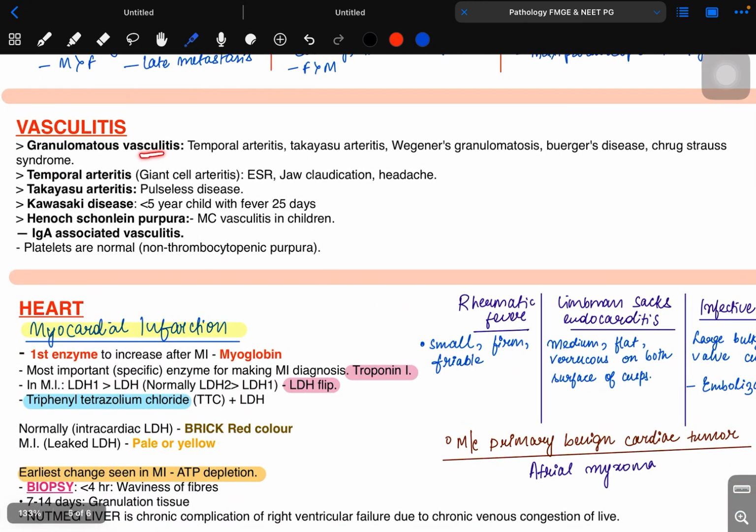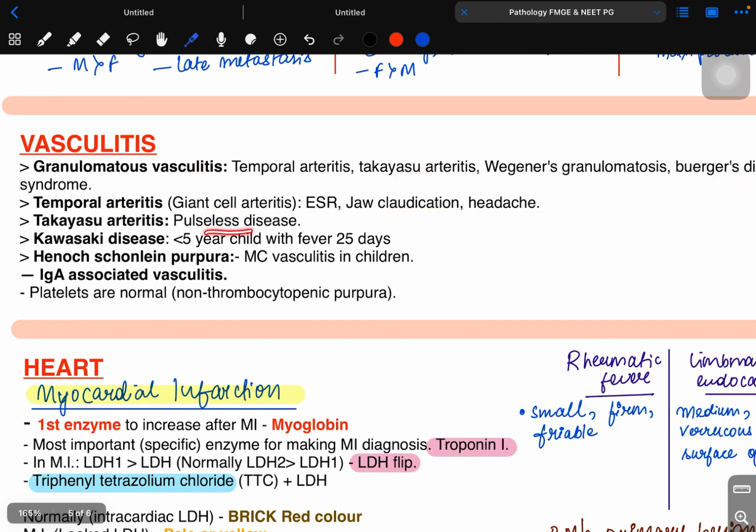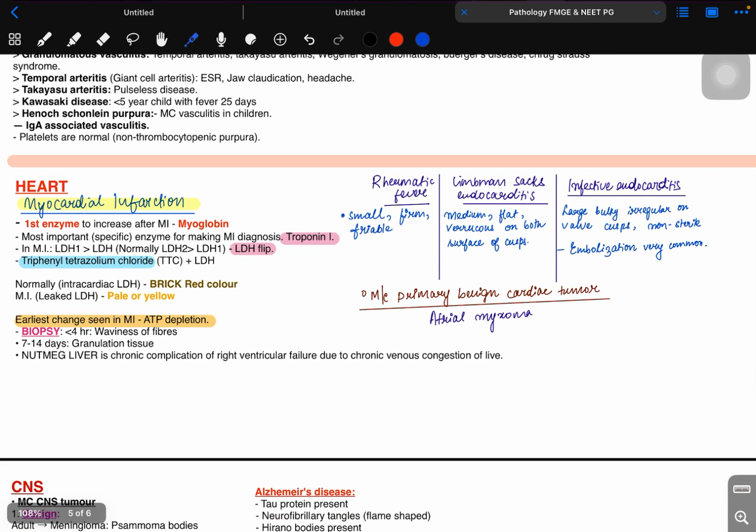Granulomatous vasculitis includes temporal arteritis, Takayasu arteritis, Wegener's granulomatosis, Buerger disease, Churg-Strauss syndrome. Temporal arteritis is also known as giant cell arteritis. We will find increased ESR, jaw claudication and headache. In Takayasu arteritis, it is a pulseless disease. Kawasaki disease is found in children less than 5 years old with fever for 5 days. Henoch-Schonlein purpura is the most common vasculitis in children, an IgA associated vasculitis. Here platelets are normal, and we will find non-thrombocytopenic purpura.